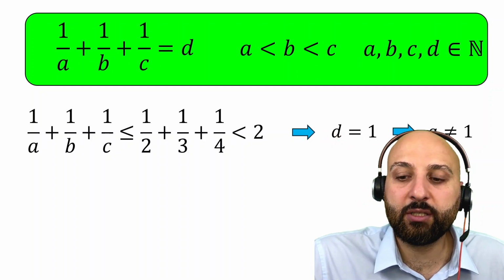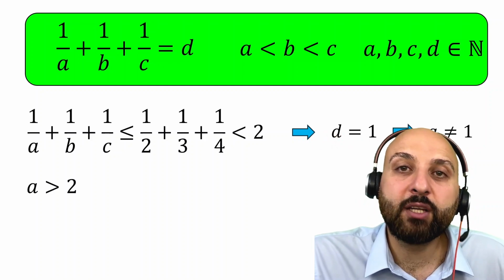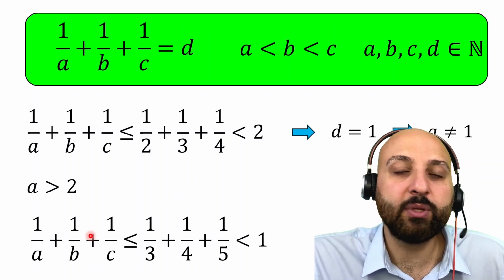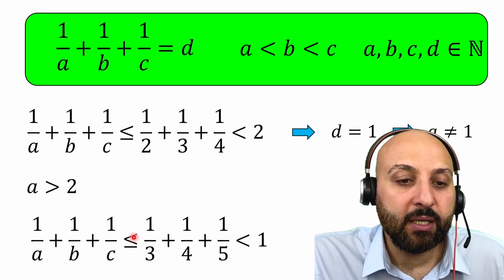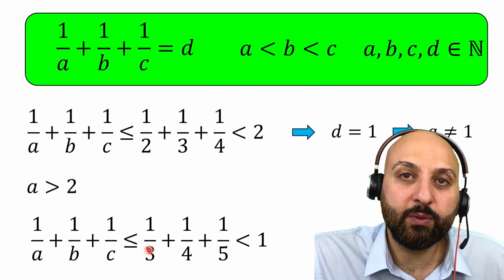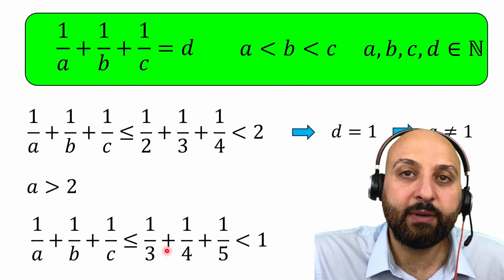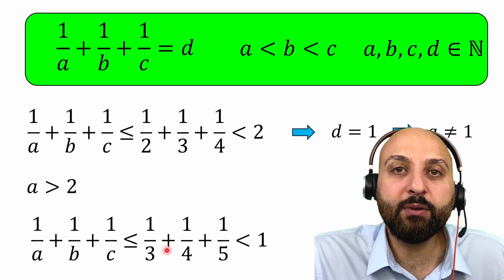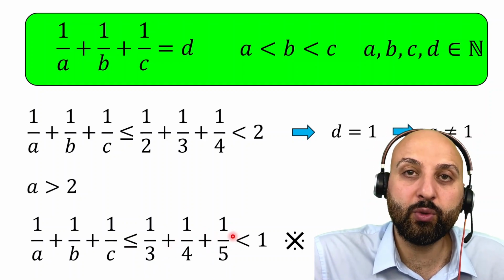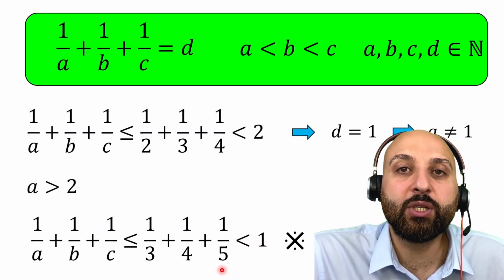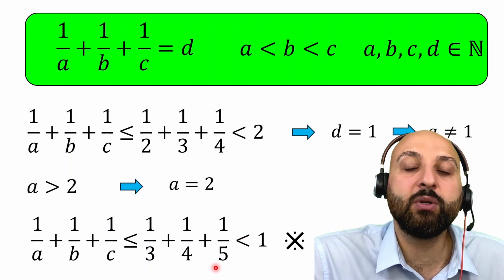So D is equal to 1 and A has to be larger than 1. Let's assume A is larger than 2. In that case, what will happen? 1/A + 1/B + 1/C is certainly less than 1/3 + 1/4 + 1/5, but the whole value is less than 1. Therefore, we conclude that this cannot be true. So A cannot be larger than 2, otherwise the equation will not have any solution. So A has to be equal to 2.